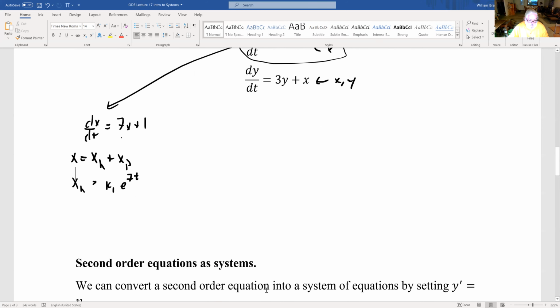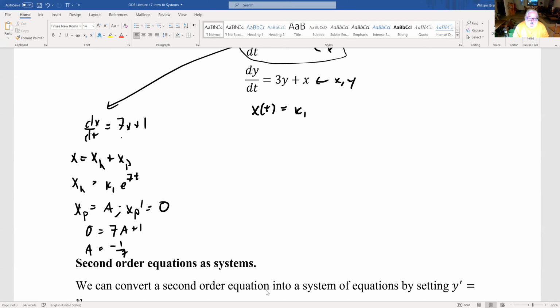So my particular solution, xp, is a guess, which is just a. xp prime would be equal to 0. So I plug that in on the left side. 0 equals, I plug the a in for the x on the right side, 7 times a plus 1. So a equals minus 1/7. So our solution then is, I'll put it up here, x of t is k1 e to the 7t minus 1/7.